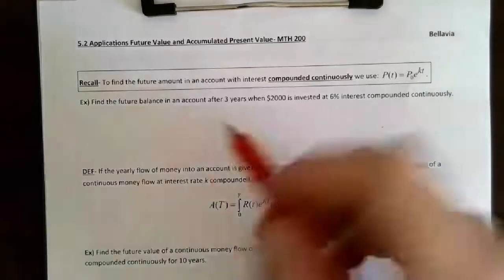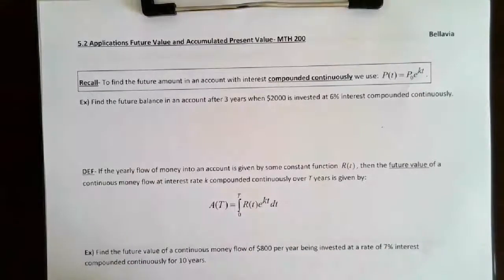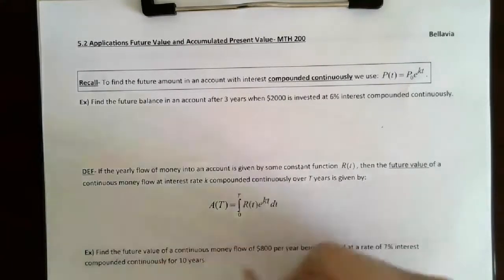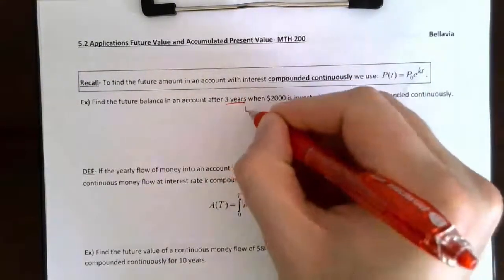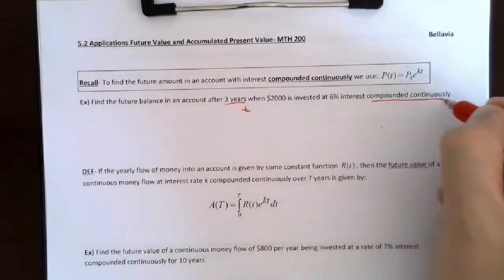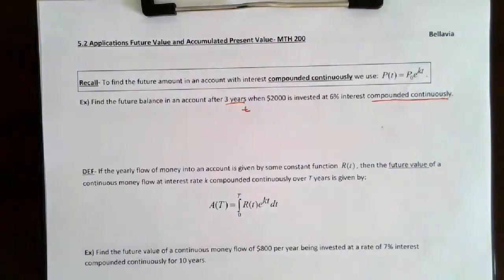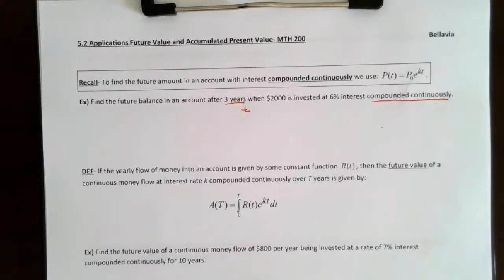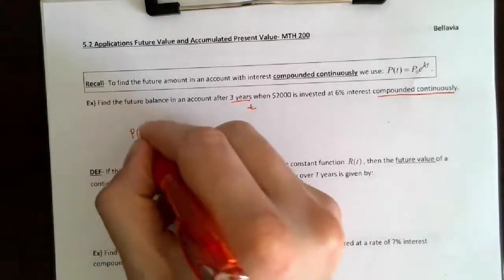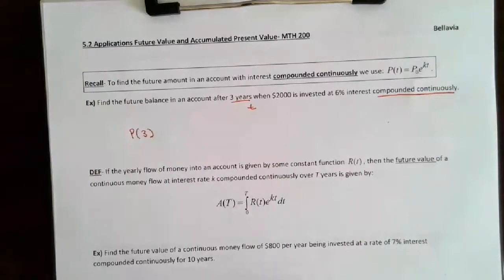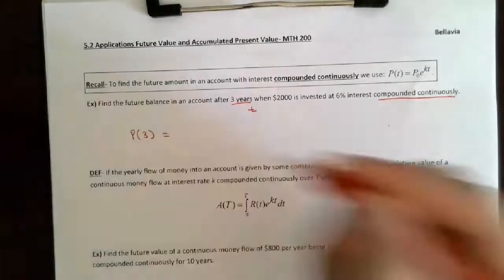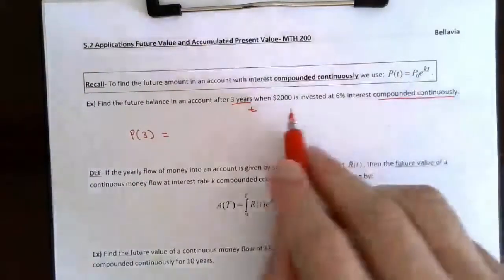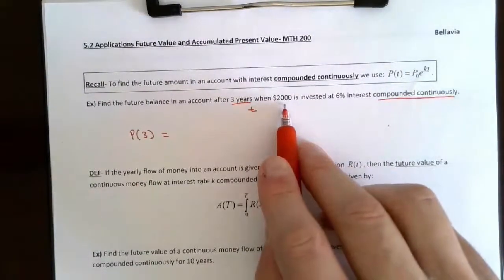So it says find the future balance in an account after 3 years when $2,000 is invested at 6% interest compounded continuously. So, first thing you should notice is 3 years will be our time. The compounded continuously is what's telling us it's okay to use that formula. And we're looking for the balance in the account. So we're looking really for P of 3. So what's P of 3? Well, P of 3 would be equal to P sub 0, which in this case, that's the initial amount invested, the $2,000.